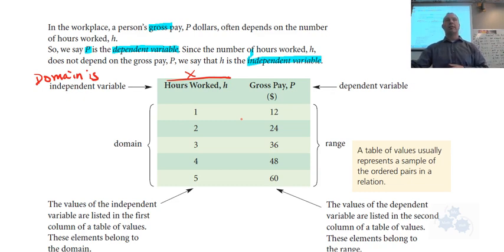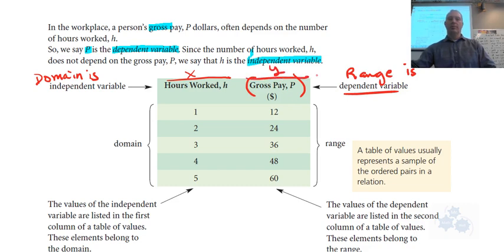Or it is not the dependent. So you think about the dependent. Okay, gross pay depends upon how many hours you work. Right? So this is the one that's the result, and this is the range value. Okay, so the range is the dependent variable, and that's like the Y. So domain is listed first. It's also called the independent variable. The range is listed second. It's also called the dependent variable.